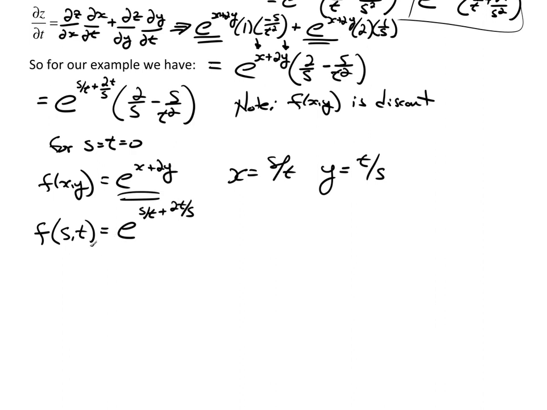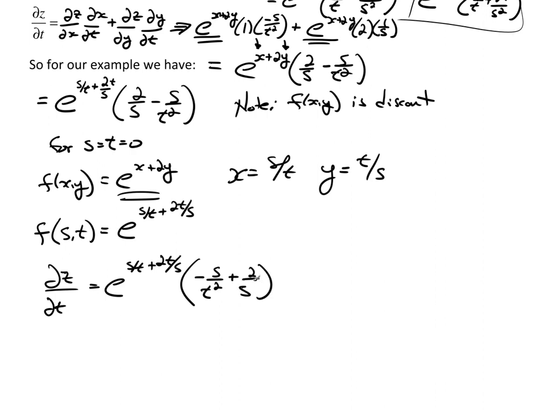Now, if I take my partials, the partial of z, whoops, that's a z, with respect to t will be e to the s over t plus 2t over s times the derivative of all this with respect to t, which is a negative s over t squared plus 2 over s. And obviously I would probably turn those around, but that's okay for right now.